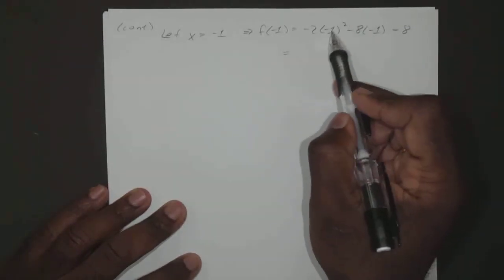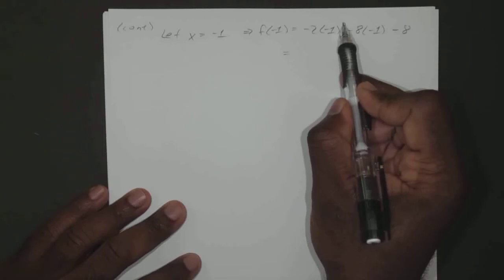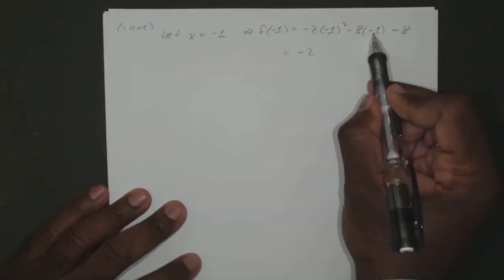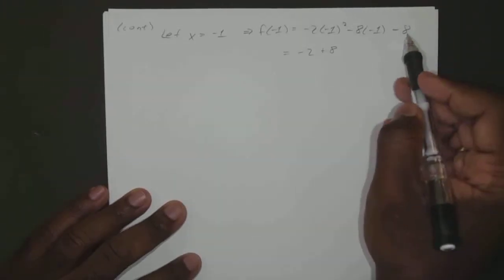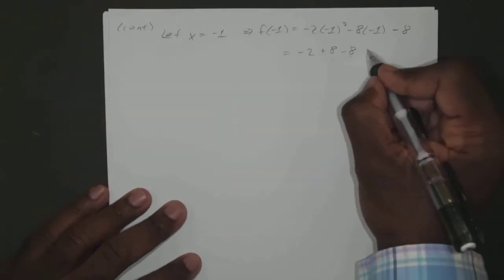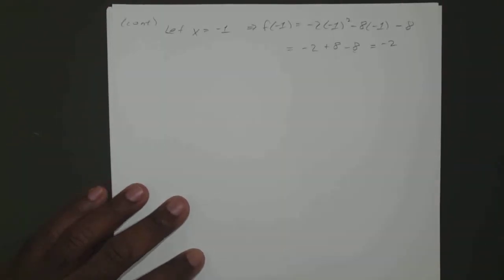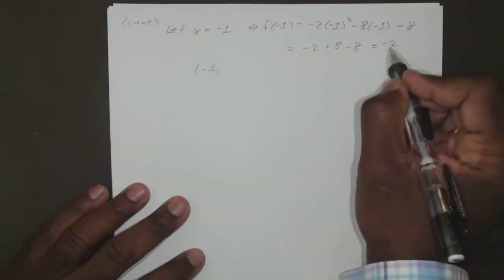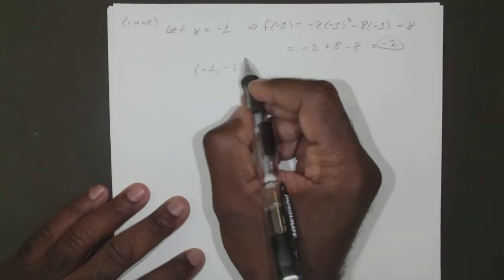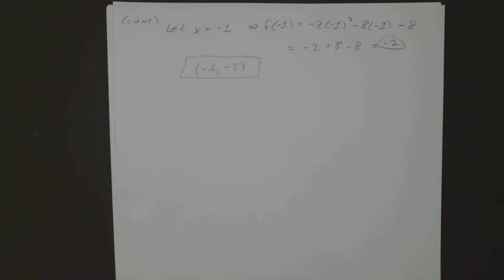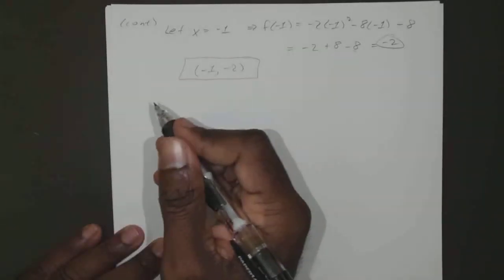Okay, which means -1 squared is 1. 1 times -2 is -2. -8 times -1 is +8, minus 8. So these two cancel out, so you end up with -2. So when x equals -1, your y is equal to -2. Okay, so we have our third point. It wasn't one of our intercepts, but it worked. So we have our 3 points.